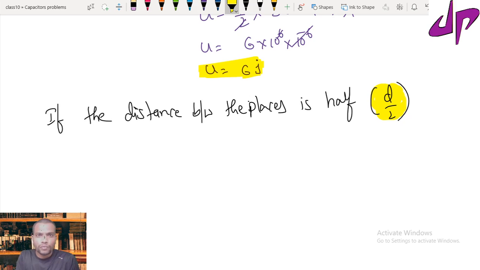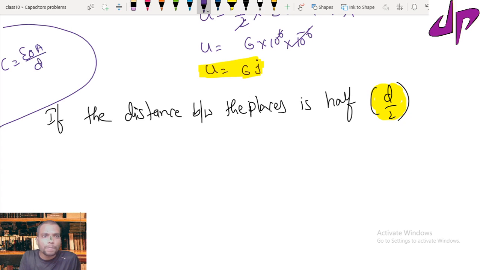Now I would like to find the energy. To find the energy, first I need to find if there is any change in the capacitance or any change in the potential difference. Since capacitance of a capacitor C is equal to epsilon naught A by d, if d becomes d by 2, the new capacitance C dash equals epsilon naught A upon d by 2. I would like to write it here clearly. Let me take this space.